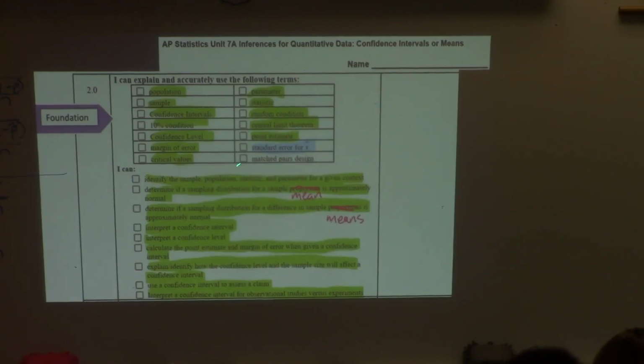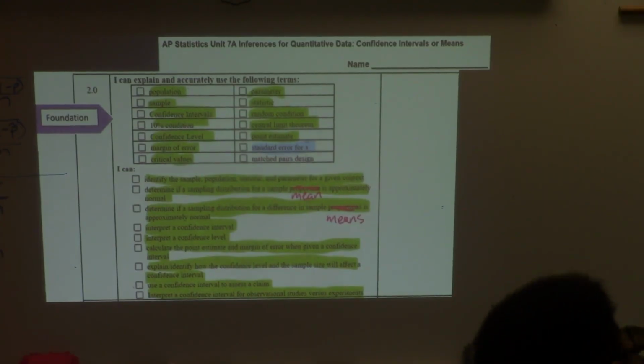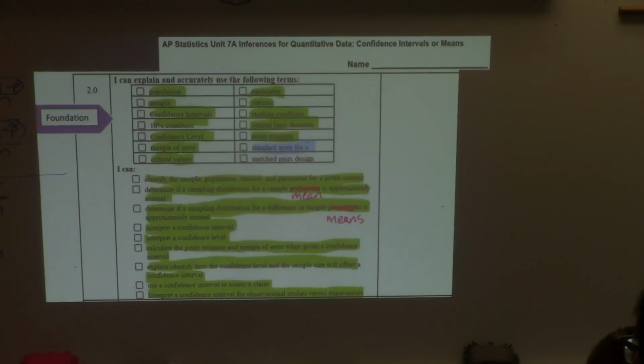Now, this matched pairs design, we're going to actually skip this. I have a much better activity than what the textbook does that we're going to do in the next half of this unit. So be aware, we're going to skip 11.4. We'll come back to it-ish later.